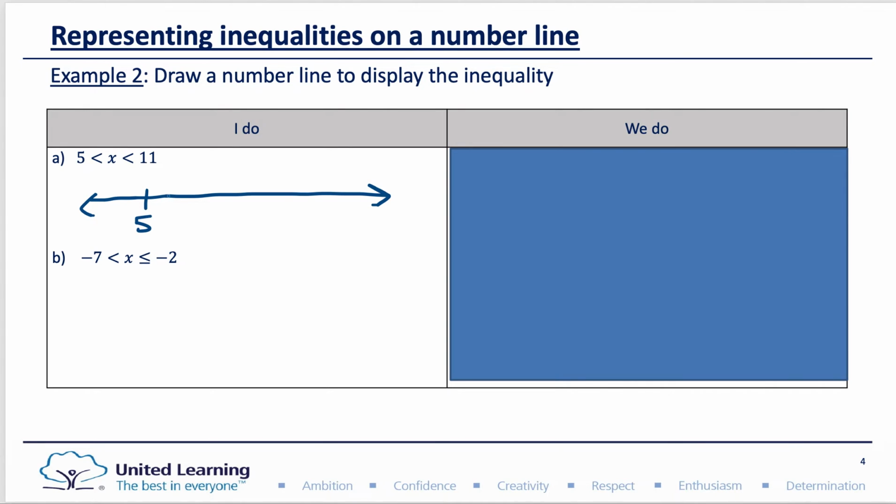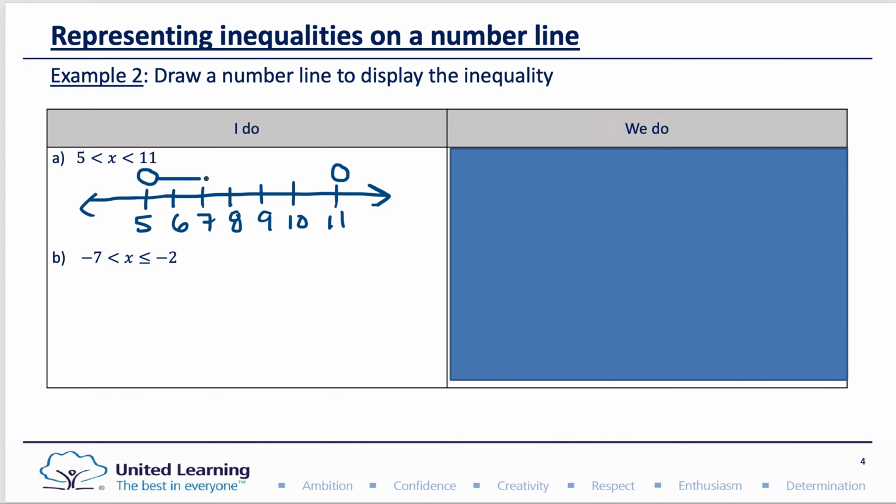So let's start with this number and keep going. 7, 8, 9, 10, 11. First thing I'm going to do, I'm going to draw the endpoints in and represent them with circles. I'm not going to fill in either circle because there is no "or equal to", so we cannot actually include 5 and 11 in our values.